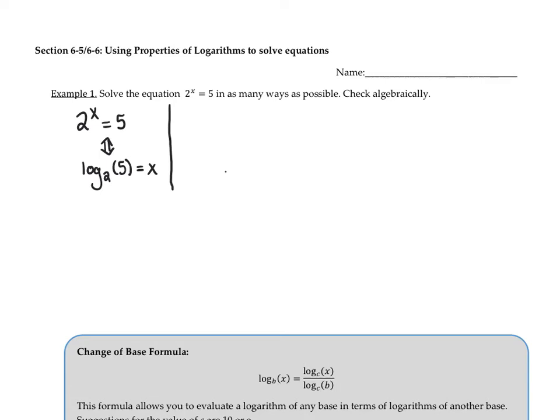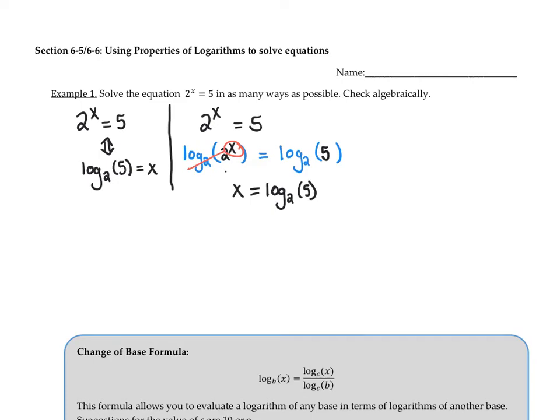Another way that we could solve this equation is we could take a logarithm of both sides, and I'm going to choose to take a log base 2 of both sides. So if I take a log base 2 of 2 to the x and a log base 2 of 5, we get the cancellation properties on the left-hand side that say this gives me just the input of x, and so we get x equals log base 2 of 5. The same answer that we got just by translating.